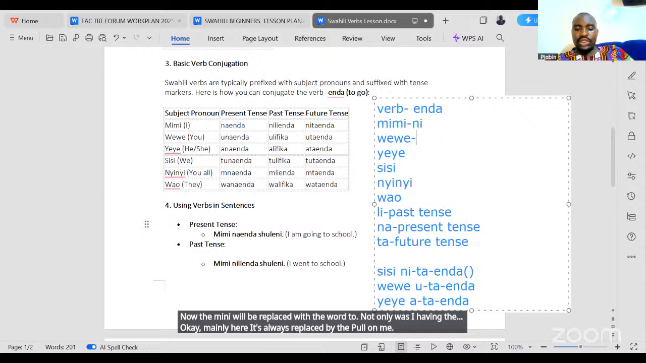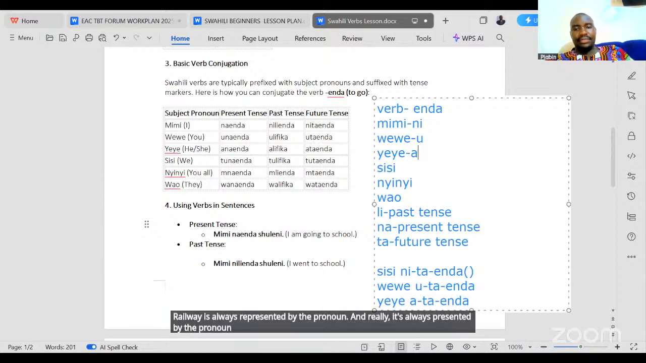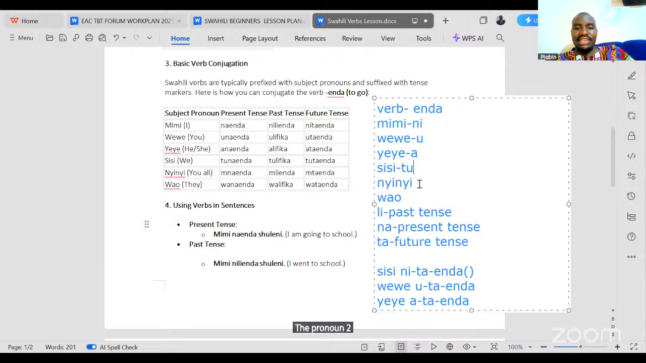Wewe is always represented by the pronoun u. And yeye is always represented by the pronoun a. And in plural, the word sisi is always represented by the plural pronoun tu, while nyinyi is always represented by the pronoun m, while wao is always represented by a plural wa.